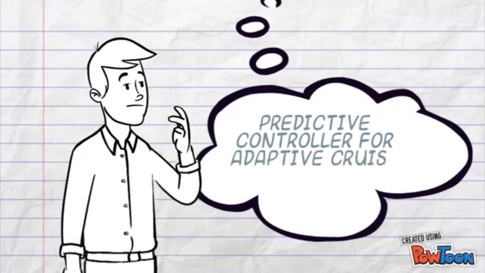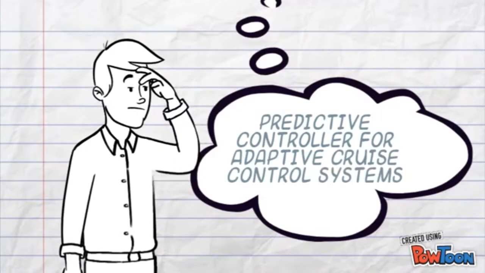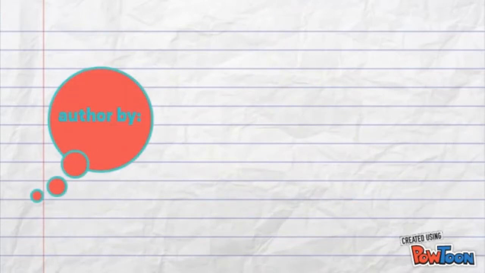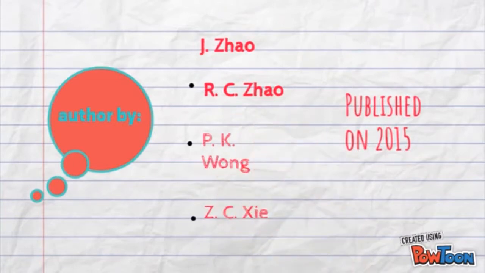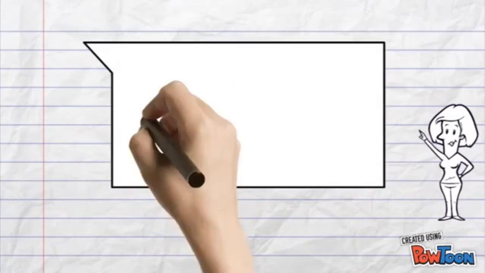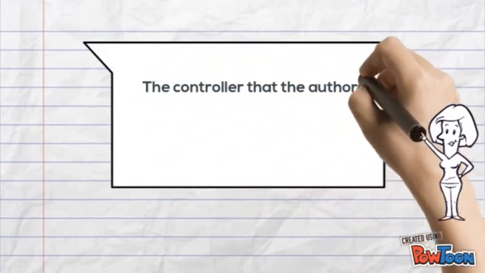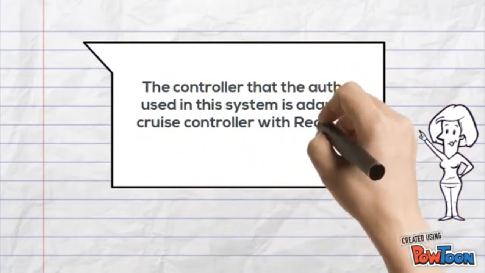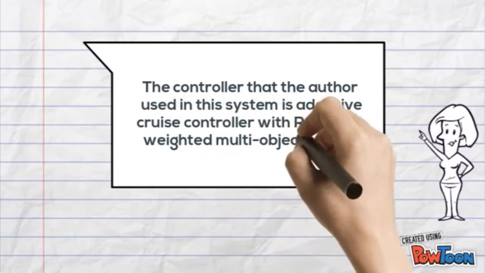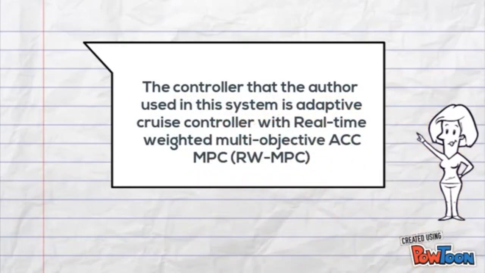The second article example that I will review is about predictive controller for adaptive cruise control system. This article is written by Zhao J, RC Zhao, PK Wong and ZC Zhe. This article was published in 2015. The controller that the author used in the system is Adaptive Cruise Controller with Real-Time Weighted Multi-Objective ACC MPC, RW MPC.